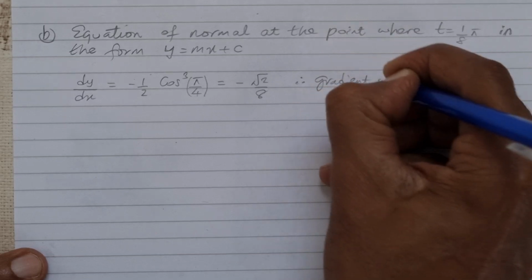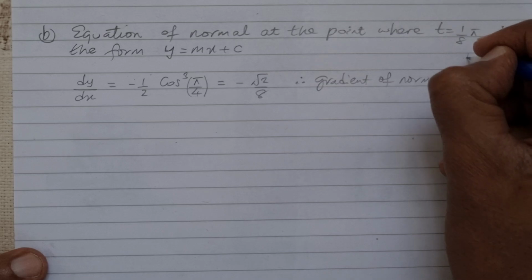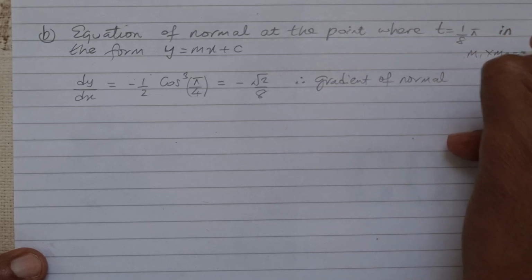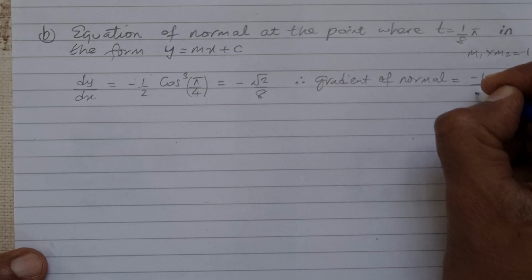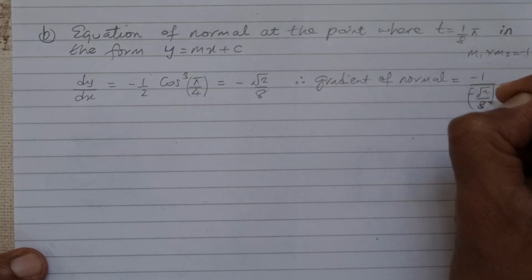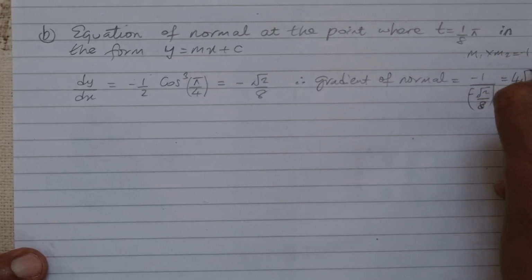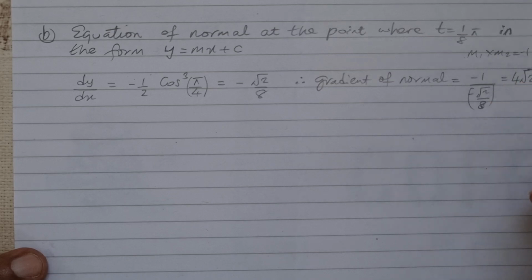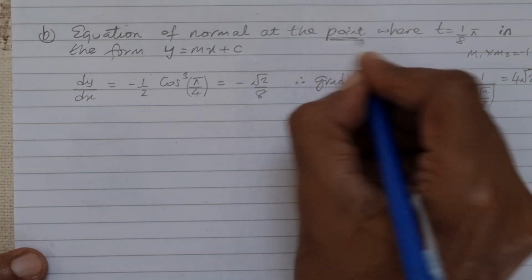Therefore, the gradient of the normal, we're going to be using m1 times m2 is equal to negative 1. So that's going to be negative 1 divided by negative root of 2 over 8. Just plug this in your calculator, and you should be able to get 4 root of 2. So now that we know the gradient of the normal, we can try and look for a coordinate at that point, this point here.